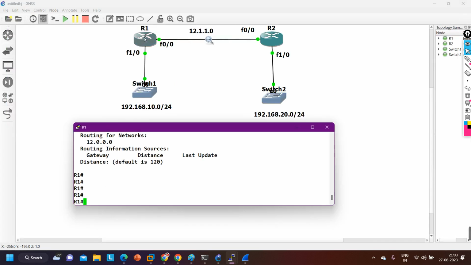So this is how I enable the RIP routing protocol on FastEthernet 0/0. Now, do we need to enable the RIP routing protocol on F1/0 or not, guys? Tell me, do we need to advertise or enable the RIP routing protocol on F1/0?